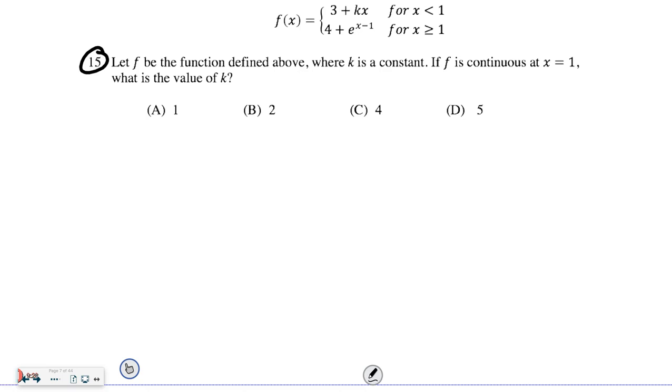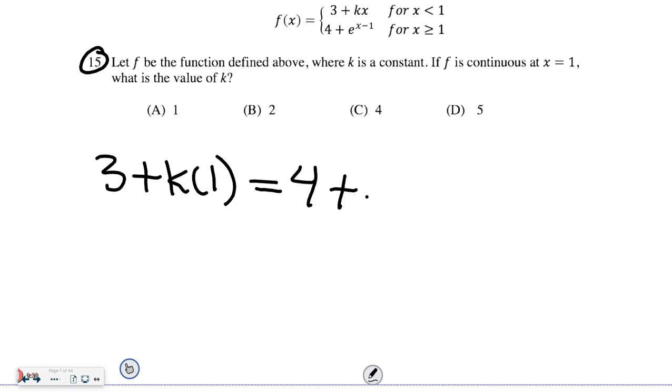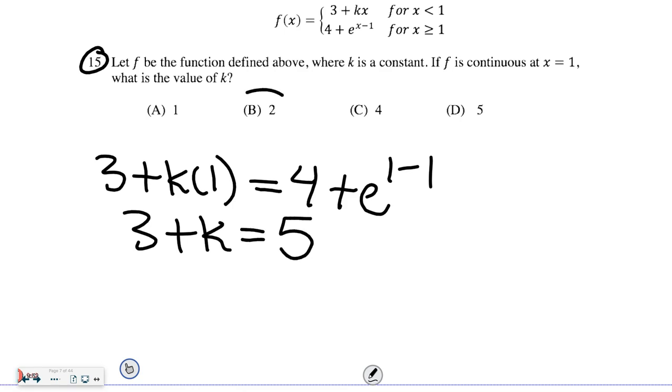They have to equal each other. They have to meet up at those y values. All right, so we just have to force 3 plus k times 1 to be equal to 4 plus e to the 1 minus 1. We'll have to force them to meet up so we don't have a gap in the graph, basically. So 3 plus k has to equal 4 plus e to the 0, which is 5.